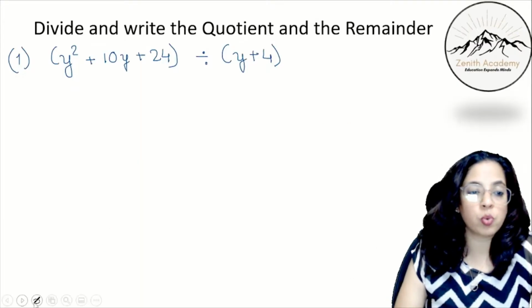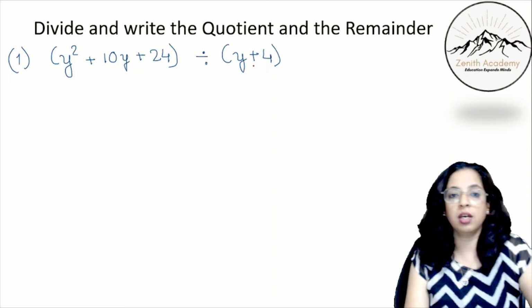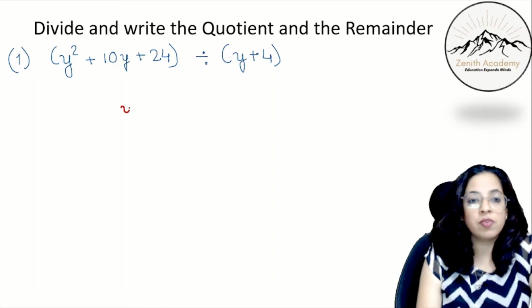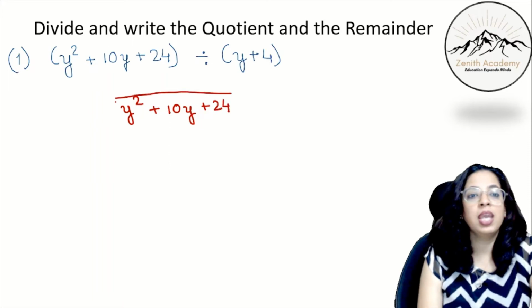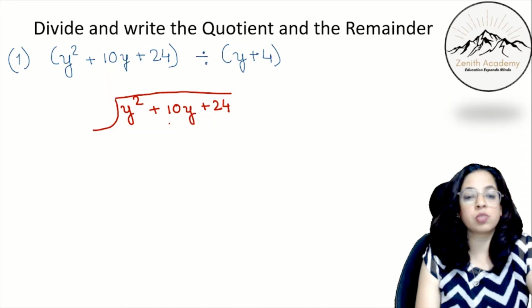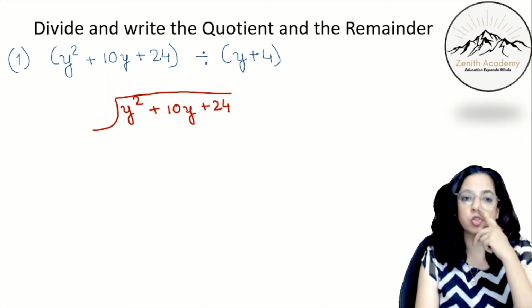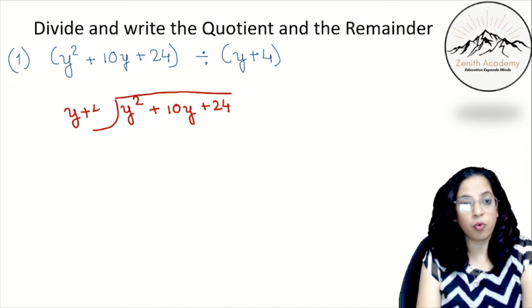So this is the first question. Divide and write the quotient and the remainder. So this is a polynomial here divided by another polynomial, binomial you can say. So first we will write the dividend y square plus 10y plus 4. You also have to remember that it has to be in which form? In index form. None of the variables' power should be missing. So it is 2, 1 and 0. So this is in the index form. Right, here y plus 4.